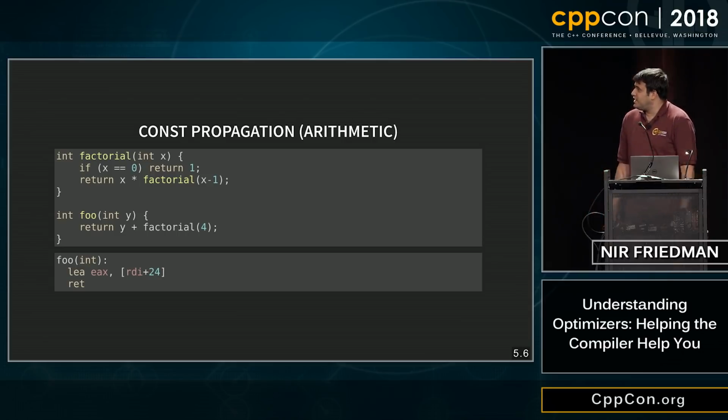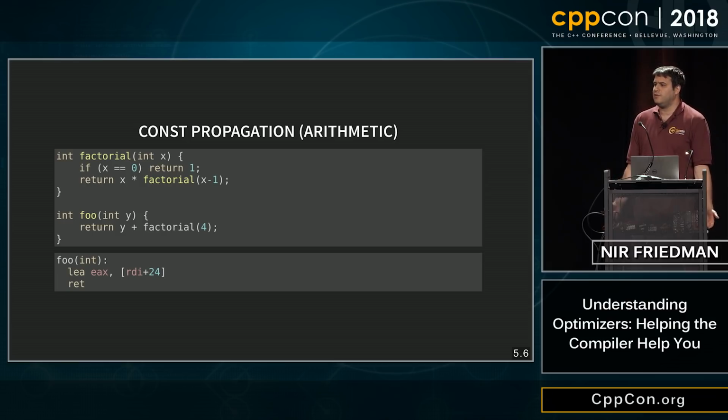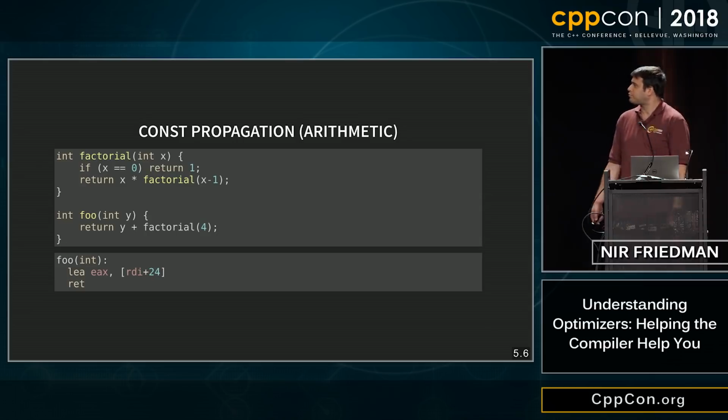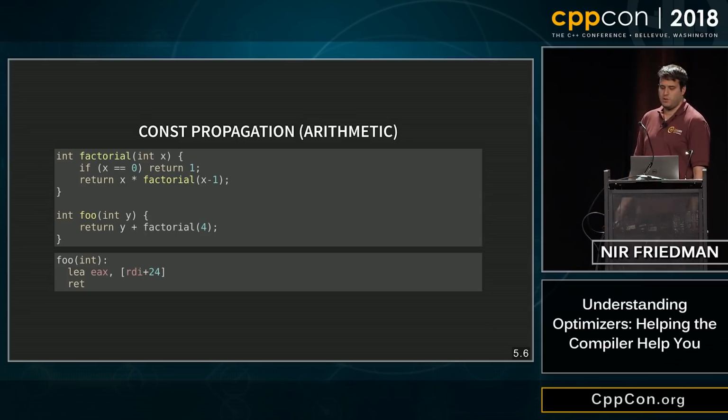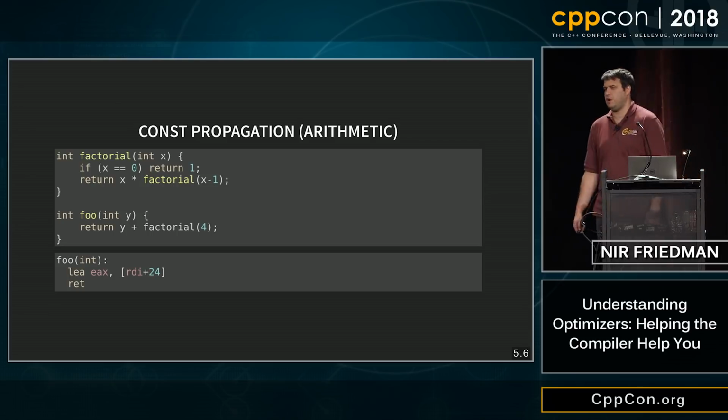So let's look at another example. This is an example of sort of arithmetic const propagation, you can think of it. Matt Godbolt gave a keynote last year, I think, where he went through a lot of arithmetic optimizations. So here's one very simple example. So foo calls factorial with a constant, and one thing to note in this example is that there's a relationship with inlining.